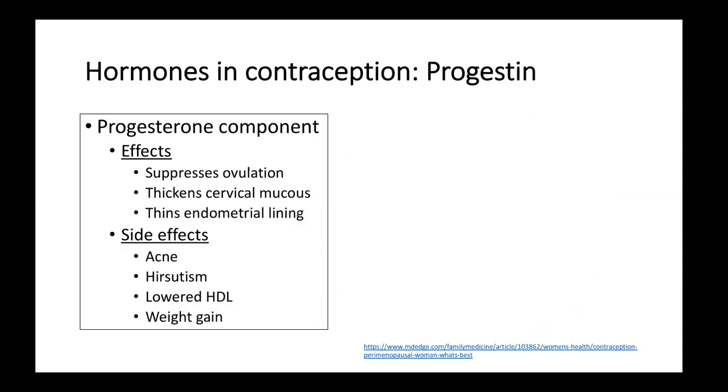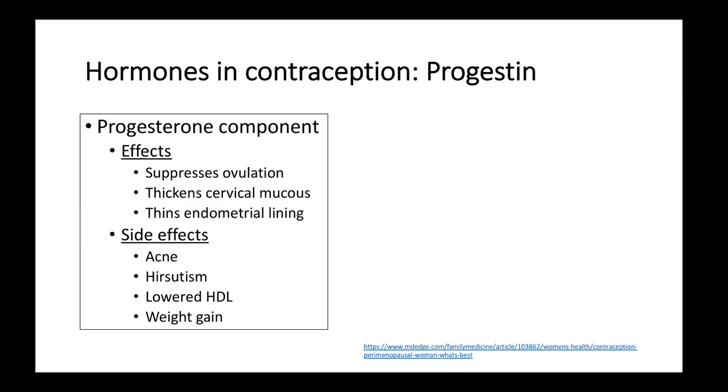So just to talk really briefly about hormones that are used in contraception. There are 2 hormones. We talk about progestin, and progestin is just an exogenous version of progesterone. It's basically a lab, a chemical version of progesterone, and there's lots of different types of it. The effects of progestins are that they suppress ovulation, they help thicken the cervical mucus, and also thin the endometrial lining, basically so that there's no implantation of a fertilized egg. And then some of the side effects that we see with progestin specifically are acne, hirsutism, weight gain, and lowered HDL.